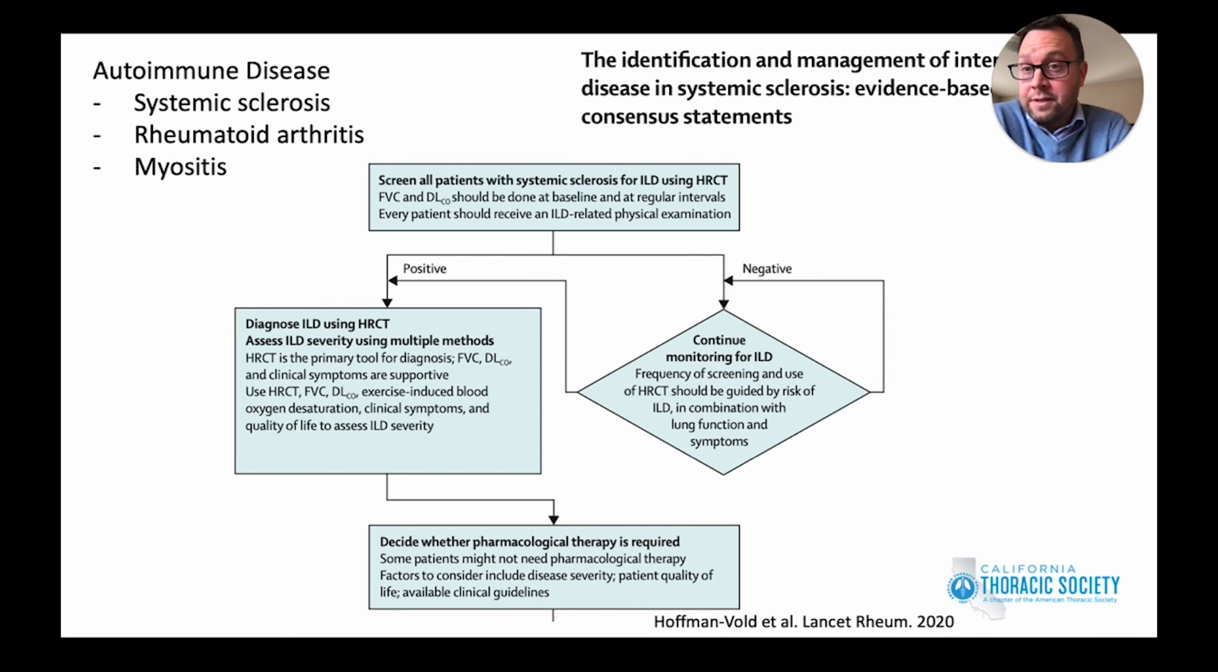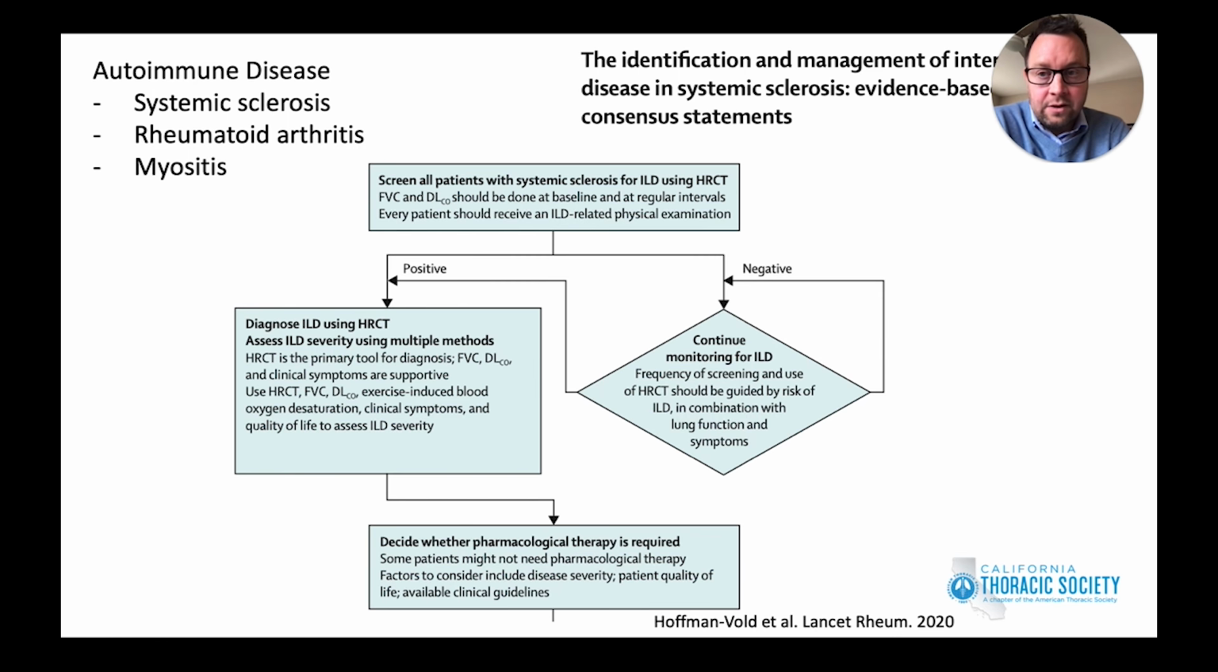And so the next group we'll discuss is autoimmune disease, namely systemic sclerosis, rheumatoid arthritis, and myositis. There are, of course, other autoimmune diseases that can result in interstitial lung disease, but they are less common. This is a consensus statement that was published in the Lancet Rheumatology last year, proposing screening of interstitial lung disease among patients with SSc. And as you can see here, they are recommending that all patients with SSc receive a high-resolution CT scan to look for ILD, and that's because it's so common in this patient population.